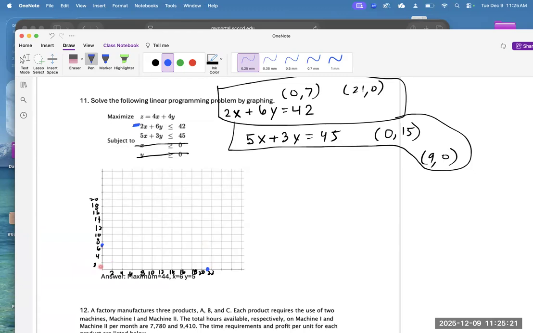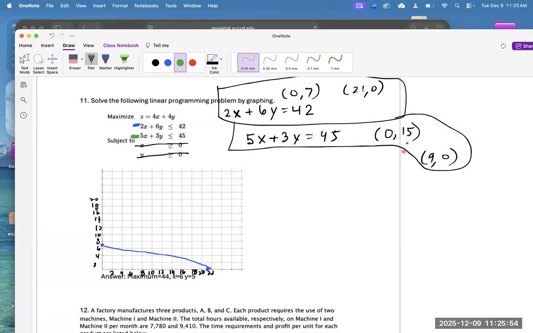So just reiterating, I'm trying to graph this line 2x minus 6y. I need to graph the 2 points 0, 7, which is 0 on the x and 7 up on y, and then 21, 0, which would be 21 over and nothing up. So that looks great. Now I just need to draw a line going through the 2 points, and there's my line.